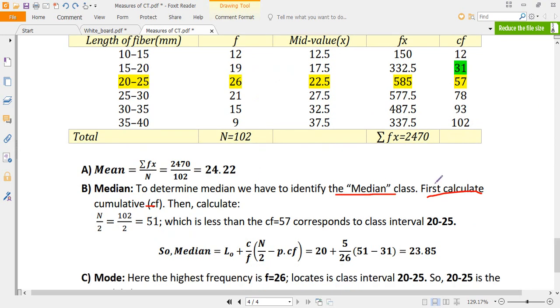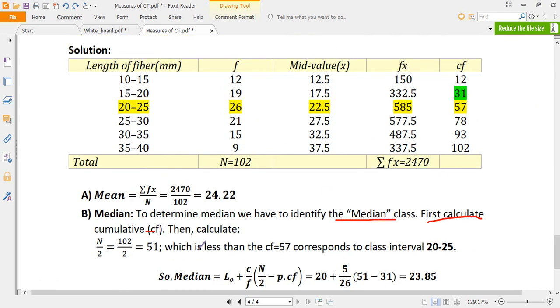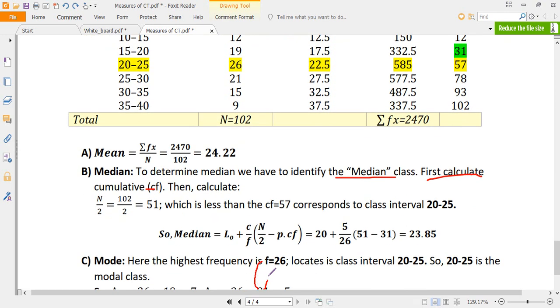So we have to first calculate CF. Then we have to calculate this value n by 2. In the formula we can see there is a value n by 2, so we have to determine n by 2. From here we can see that n by 2 equals 51. And then we have to compare this 51 with the CF.